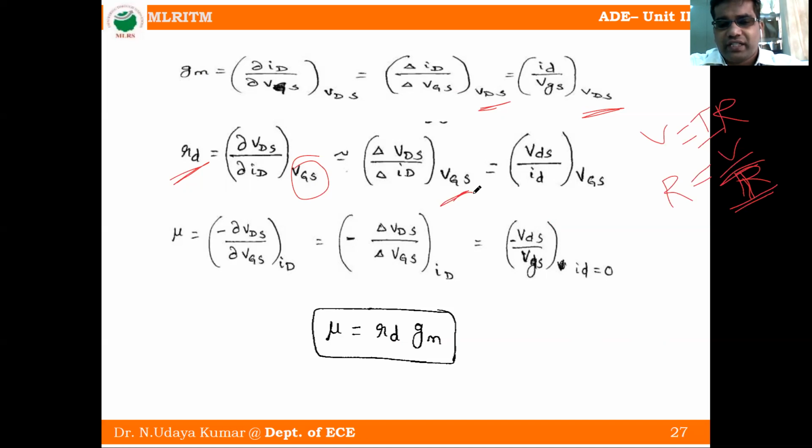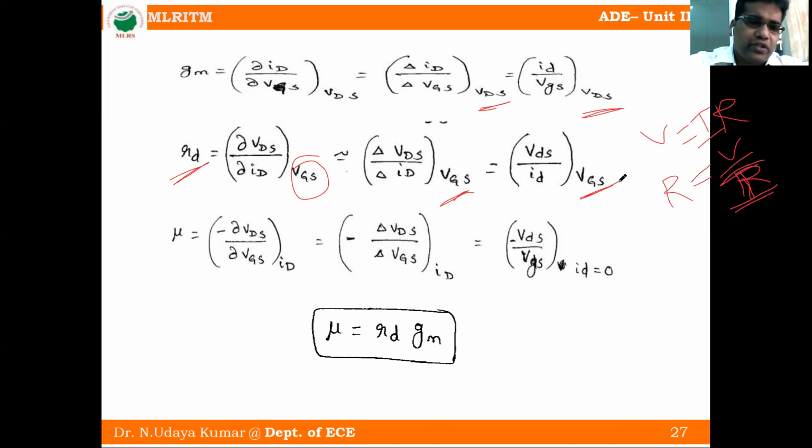It is a small signal analysis, which means we have to write in small letters: the change in capital VDS can be written as small VDS, and the change in ID can be written as small ID at constant VGS. So this is drain resistance.